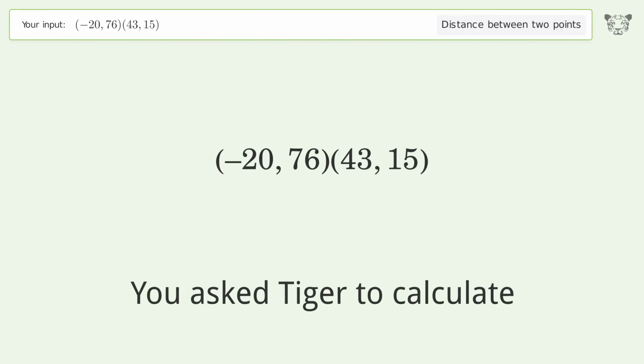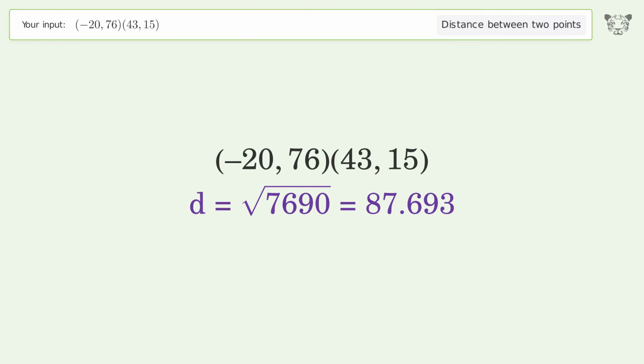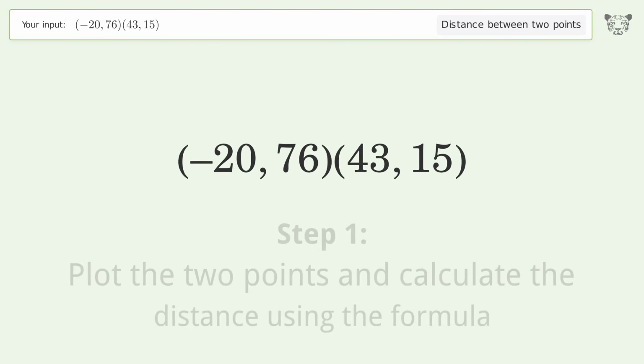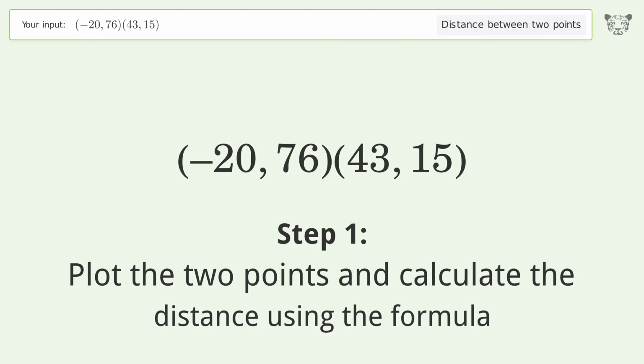You ask Tiger to calculate. This deals with the distance between 2 points. The distance between the 2 points is the square root of 7,690 or 87.693. Let's solve it step by step. Plot the 2 points and calculate the distance using the formula.